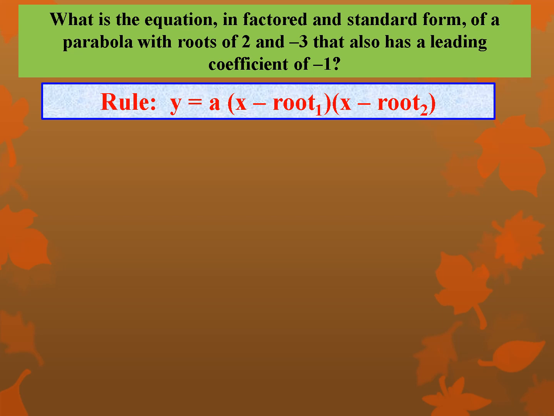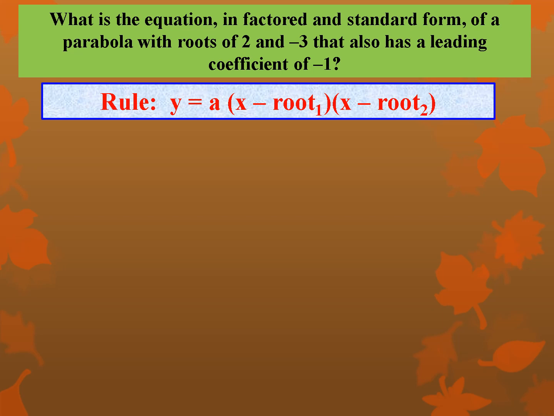Now here is the really cool thing about this rule. This rule isn't just for quadratics. We're going to be using this rule throughout the remainder of the year, okay? Because let's say I had 4 roots. I would just expand the formula to be A times x minus root 1 times x minus root 2 times x minus root 3 times x minus root 4. If I had 15 roots, I would expand it out all the way to x minus root 15. So again, this isn't just for quadratics. It can be used for any equation with any number of roots, okay?